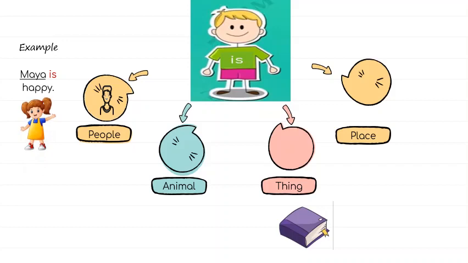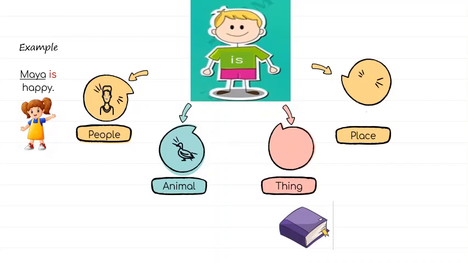Maya is a girl. Can we put another word in its place? What do you think? For a girl, what do you use? He, she, it, or they? That's right, we use she. So also we can say she is happy.